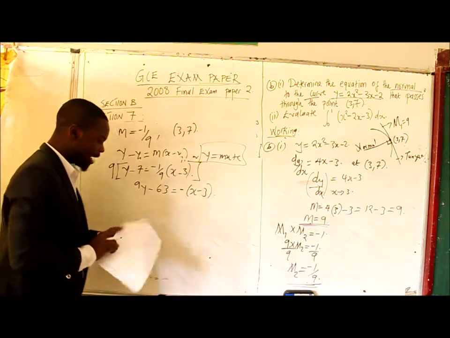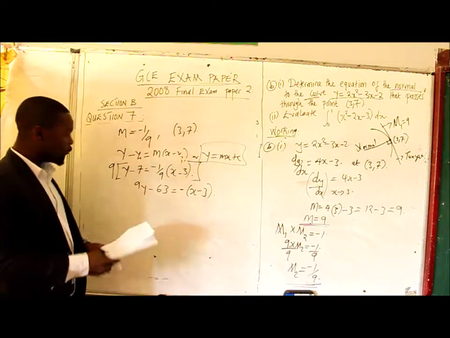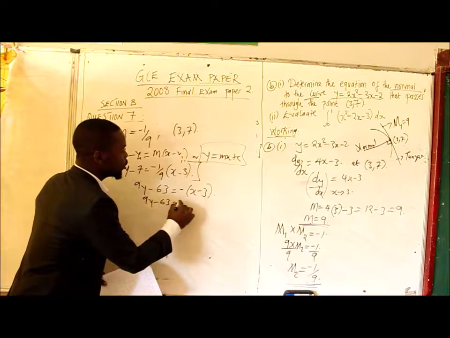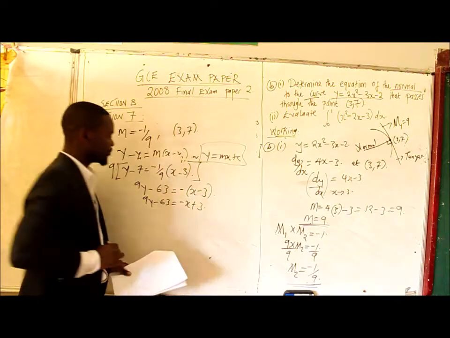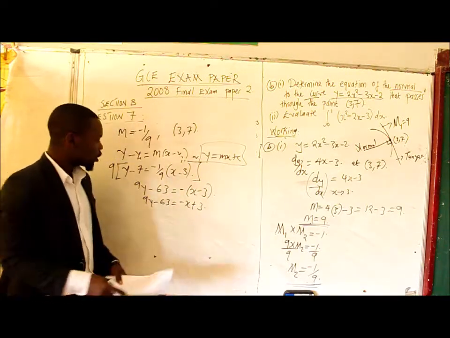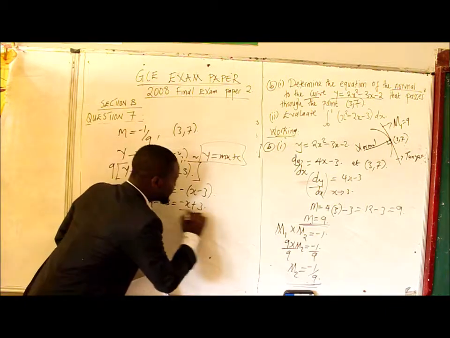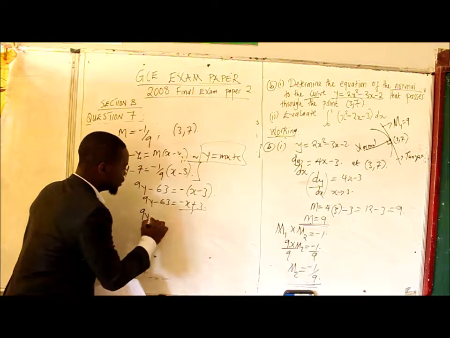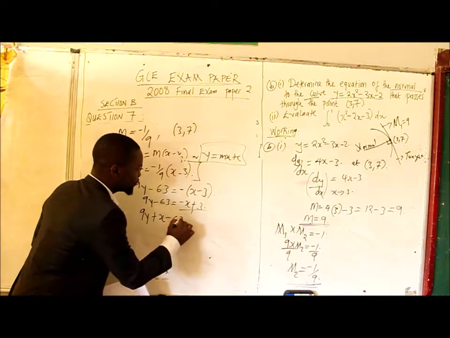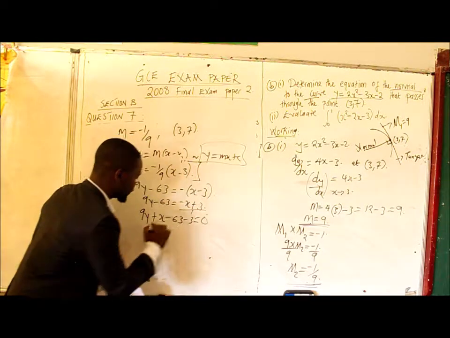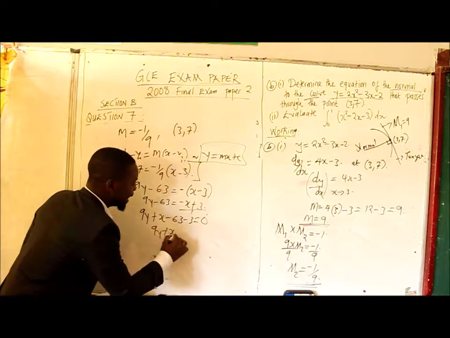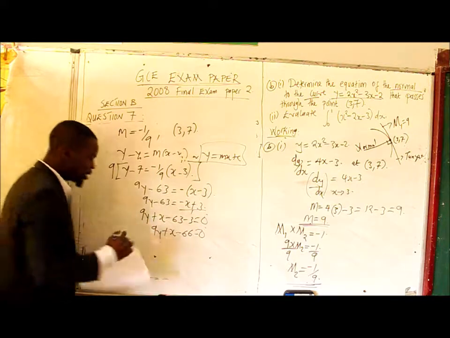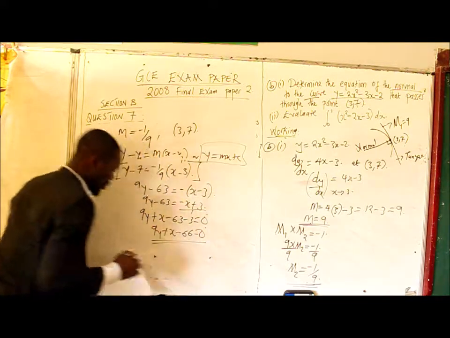So this is what I'm having. From here it's a matter of expanding this. So I've got 9y minus 63 is equal to negative x plus 3. So this is what we are having. Let me take this to the left hand side. I'm going to have 9y, negative x to be positive x, minus 63 minus 3 is equal to 0. So 9y plus x minus 66 is equal to 0. Alright, so this is the equation of the normal.